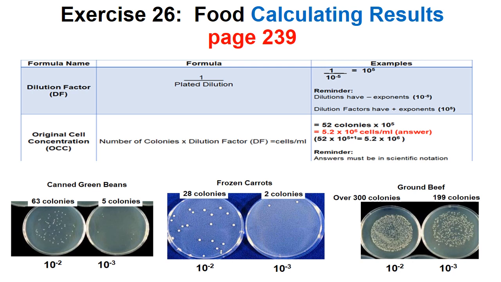Before you can do your OCC, you need to recall that the dilution factor is 1 over the dilution, or the reciprocal of the dilution. So for example, if our dilution was 10 to the negative 2, then our dilution factor is 10 to the 2. The top goes through some examples in that table. Also recall that you must put all of your answers in scientific notation.